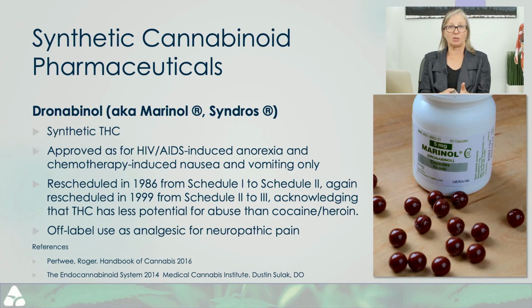It was rescheduled in 1986, so you can see this one has been around for a long time, from a Schedule 1 to a Schedule 2, and then again rescheduled from Schedule 2 to Schedule 3, basically acknowledging that THC has less potential for abuse than cocaine and heroin. Yet we still have THC from the plant itself in the United States scheduled as Schedule 1, which basically means high potential for abuse and no medicinal value, which I think has now been proven is just not true. So it's just going to be a matter of time, working through those politics.